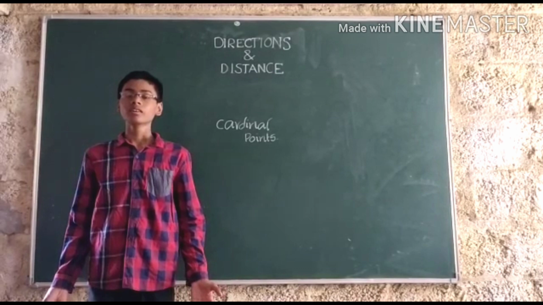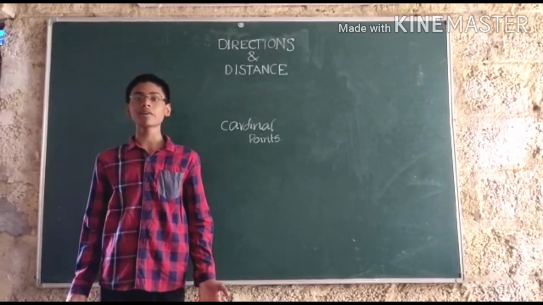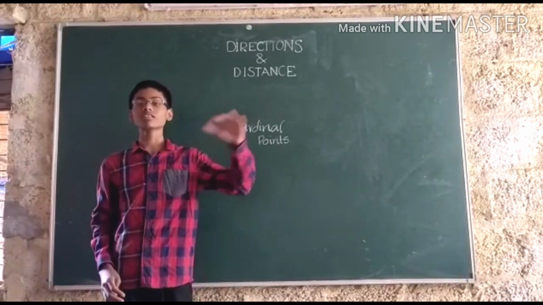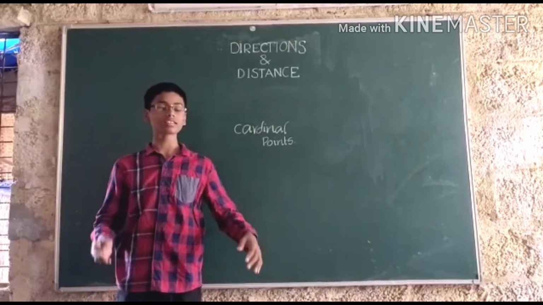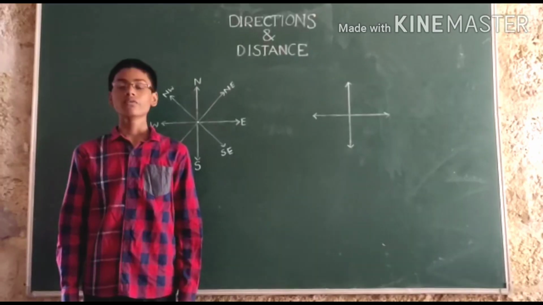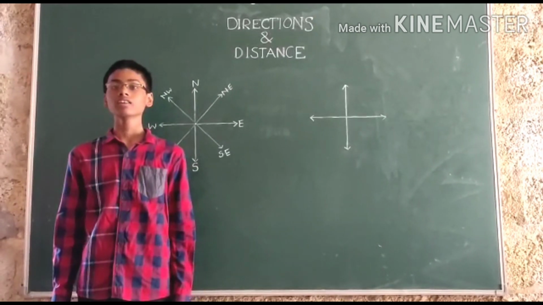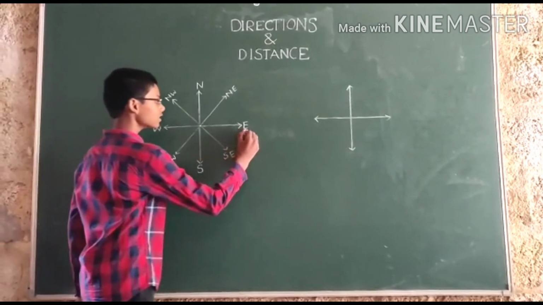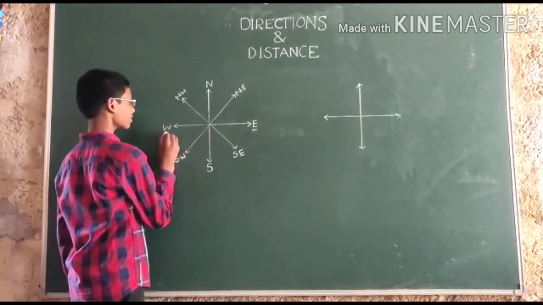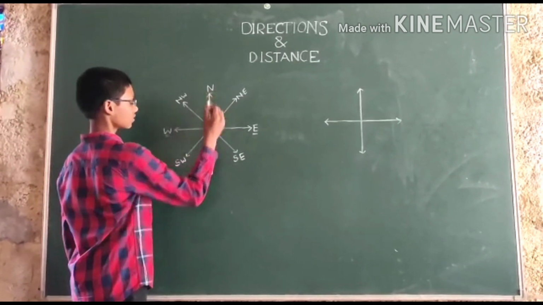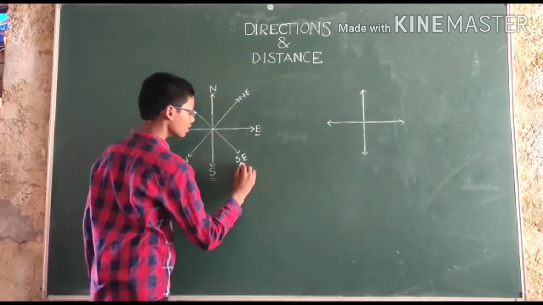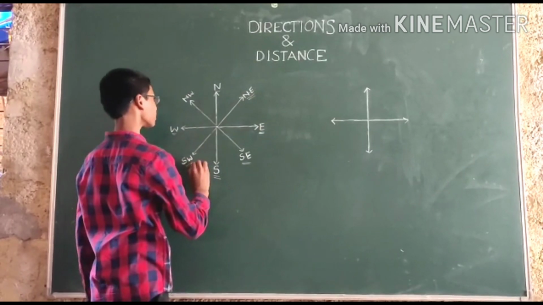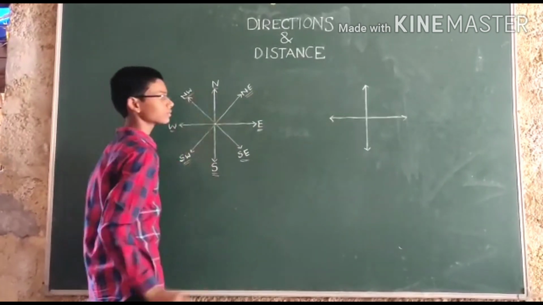Cardinal points. There are 8 types of cardinal points: east, west, north and south, northeast, northwest, southeast, southwest. For doing problems in this chapter, we need to know some basic points. This is east, this is west, and this is north, this is south, and this is southeast, and this is northeast, this is southwest, and this is northwest.